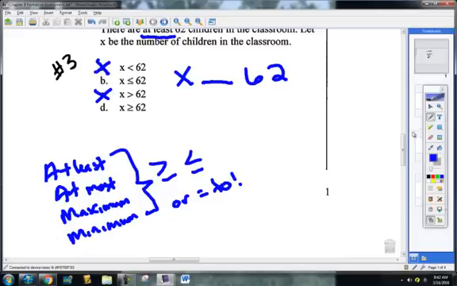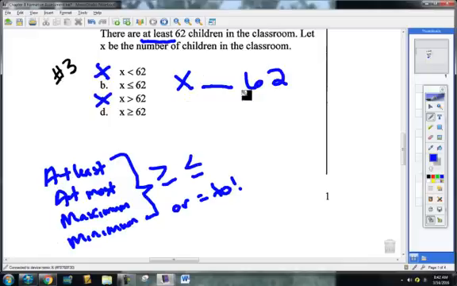So now it's all about figuring out at least. Okay, what does at least mean? Does that mean 62 or more? Or does that mean 62 or less? It means 62 or more. So what I'm going to do is make that greater than or equal to, which is going to make it letter D, which eliminates B. But let's always just do that final step once again.